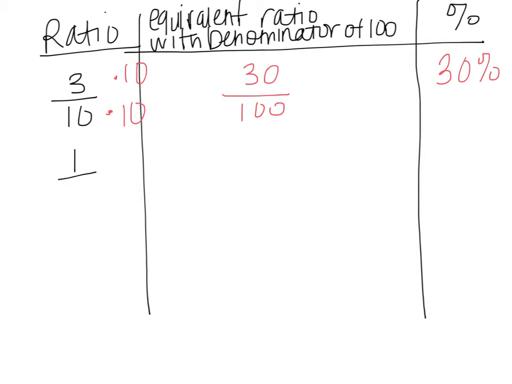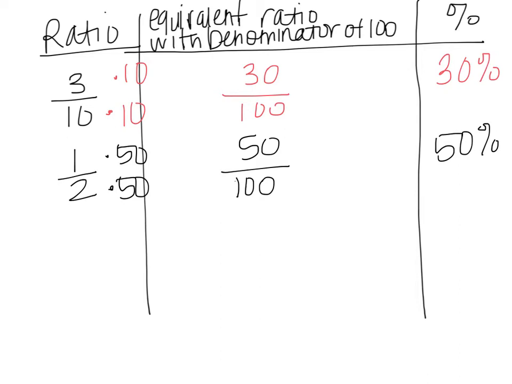So let's try another one. What if I give you 1/2? Again, we can make that have a denominator of 100. So to go from 2 to 100, we have to multiply by 50. And I need to do that on top. So therefore, my percent is 50%.